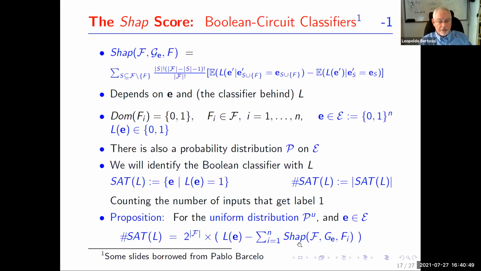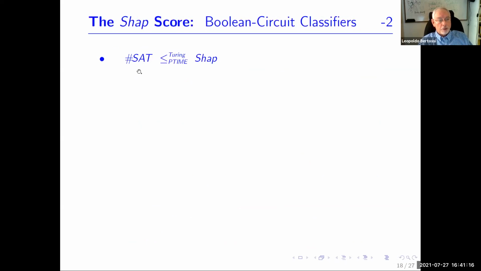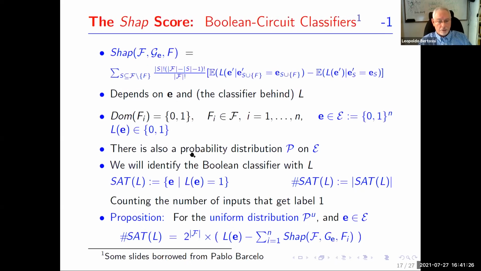Basically, that if I am able to compute Shap efficiently, then I will be able to compute sharp SAT L efficiently as well. And we have a Turing polynomial time reduction, right? I'm not particularly interested in the details here, but basically we have calls to Shap in order to compute this. So this is what we have: a reduction in polynomial time according to Turing, the Turing reduction to Shap, because it is one to many, because we have several calls here to Shap.